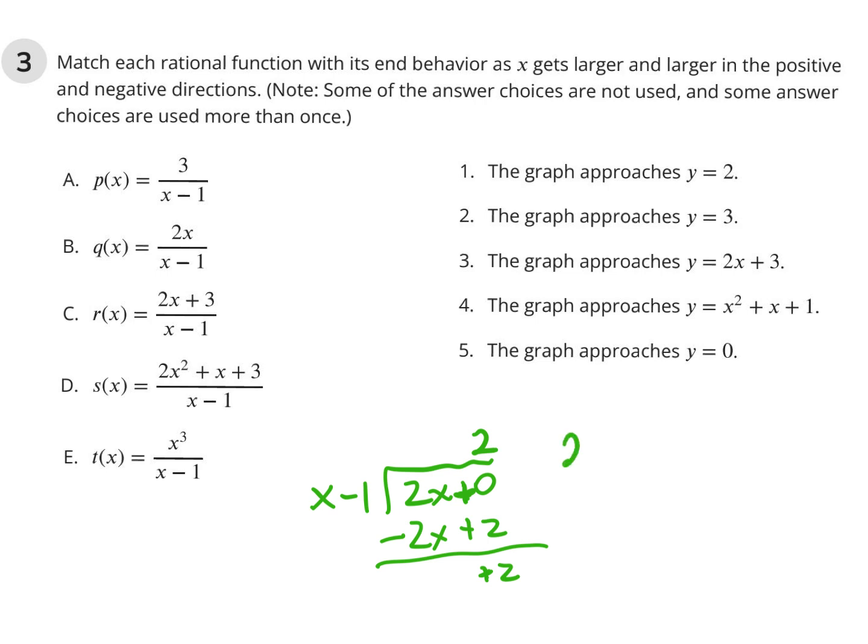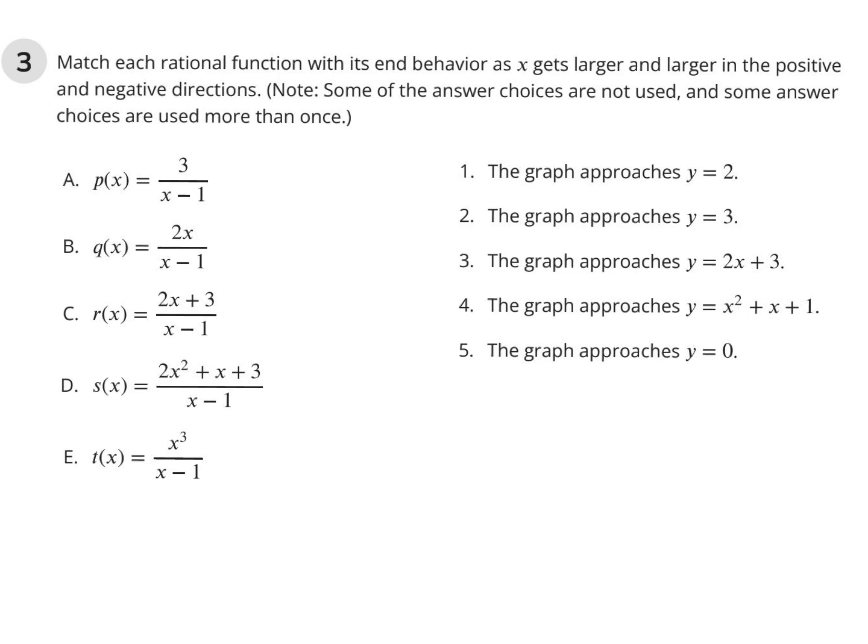So our answer is 2 plus 2 over x minus 1. This part goes to 0. So b goes to 2. Y approaches 2. And you can graph all of these and check, but you will not see the dotted lines on the graph.